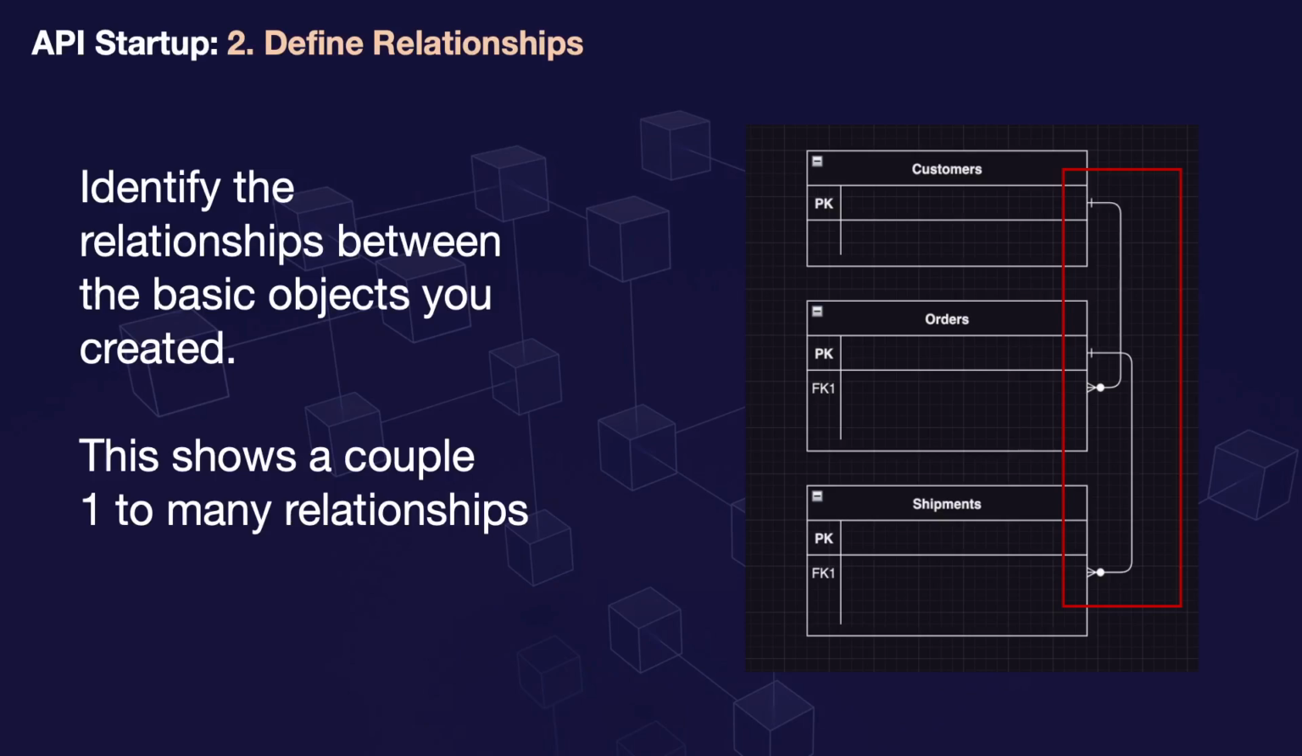And each order could have multiple shipments because perhaps one of the products ordered is not quite ready to be shipped, or maybe one is a bulky item and one is a very small item and they're actually done in separate shipments. So in this case, one order could have multiple shipments as well.